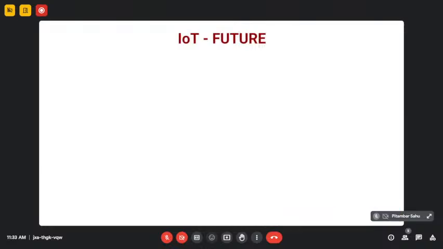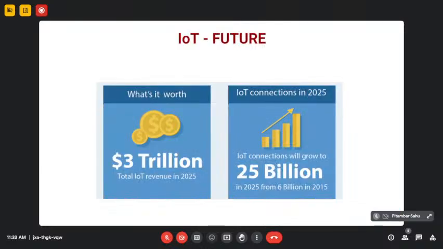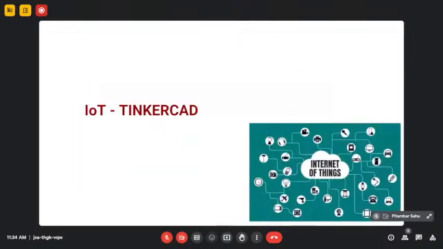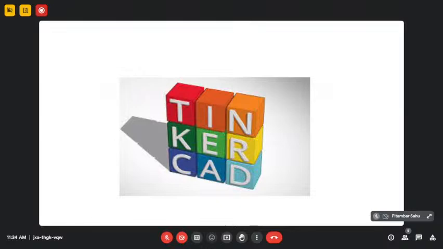Talking about the future of IoT, we have a very good future ahead, and the total revenue expected in 2025 is $3 trillion. As we saw earlier, by 2025, we are expecting to have 25 billion devices connected to the IoT. And there is software called Tinkercad, which is open source software.